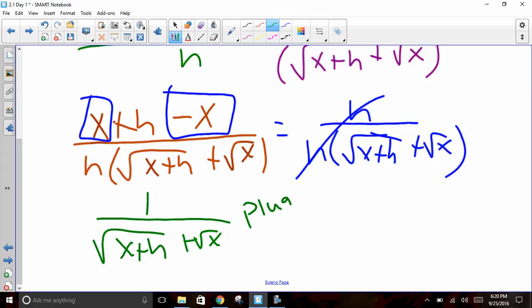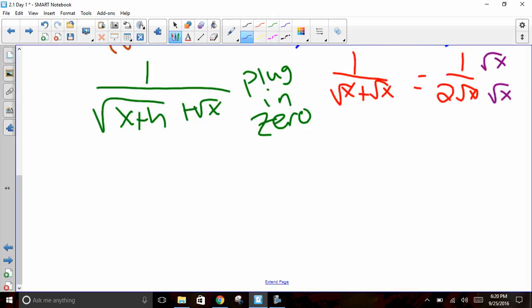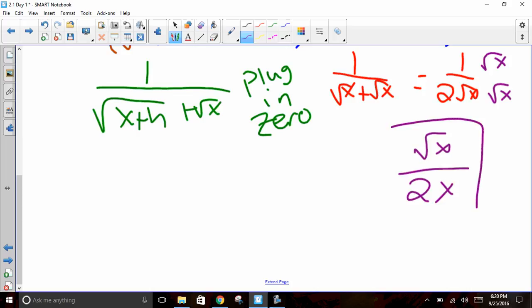Plug in 0. When I plug in 0 for h, I get x plus 0, which just gives me x. So I have 1 over the square root of x plus the square root of x, which is saying I have 1 over 2 root x. Hey, I don't like having roots in the bottom, so I'm going to multiply both the top and the bottom by square root of x. So on top, that gives me the square root of x. On bottom, I get 2x. I'm going to leave this as my answer.